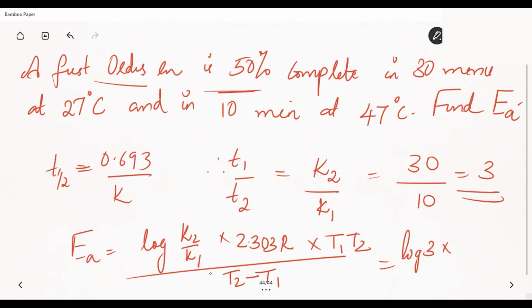So log 3 times 2.303 R. We have taken R as what? 8.314. Okay, then 20 here. Here you have to multiply the temperatures. What is the temperature? 300 and 320. Just find out the value and put your answer in the chat box.